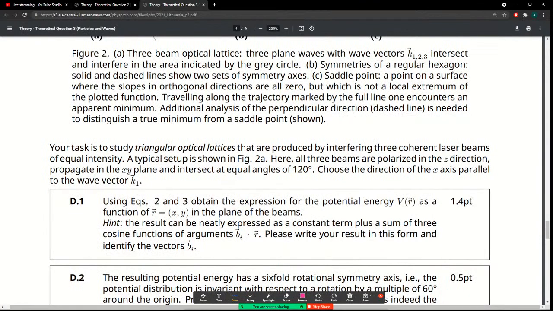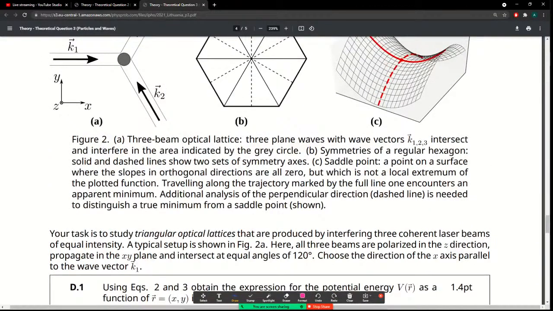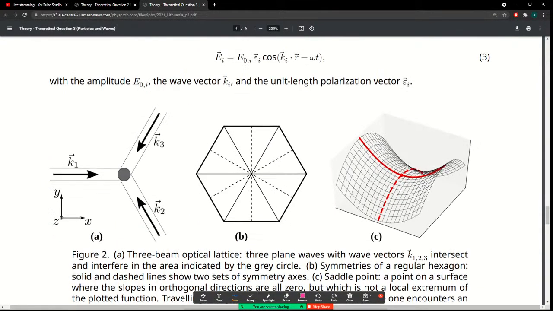So d1. Using equations 2 and 3, obtain the expression for the potential energy V of R as a function of R equals xy in the plane of the beams. And the hint is the result can be neatly expressed as a constant term plus the sum of three cosine functions of the argument b of i dot R. Please write your result in this form and identify the vectors b of i. Okay, that's a lot.